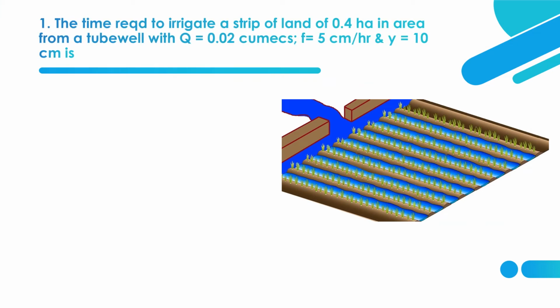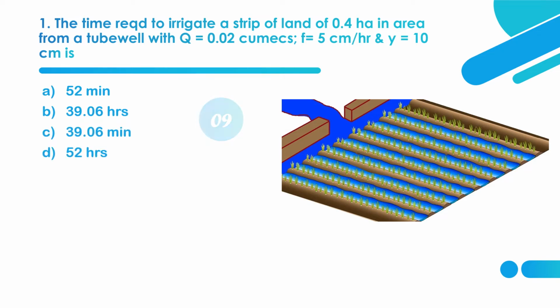The time required to irrigate a strip of land of 0.4 hectare in area from a tube well with discharge Q value as 0.02 Q max, that is meter cube per second, infiltration capacity or infiltration rate F equal to 5 centimeter per hour, and average depth Y equal to 10 centimeter is. So here we have to calculate the time required to irrigate a strip of land. This method of irrigation is border irrigation, and we have to find the time required to irrigate a strip of land with the given data.